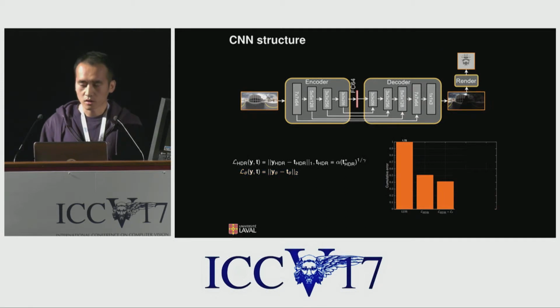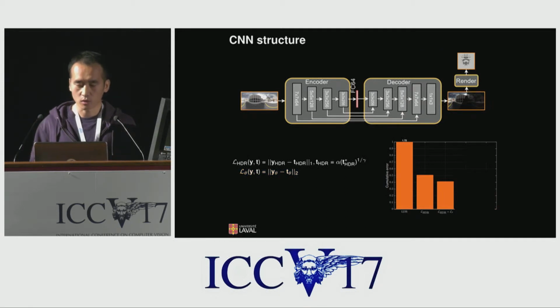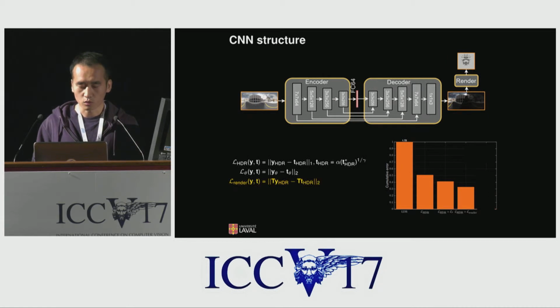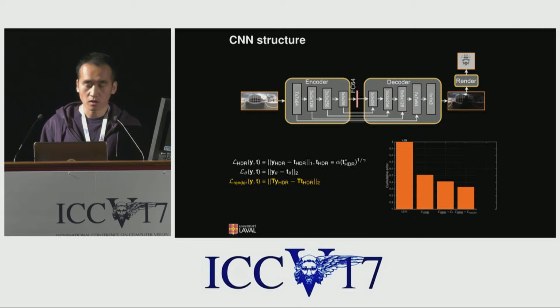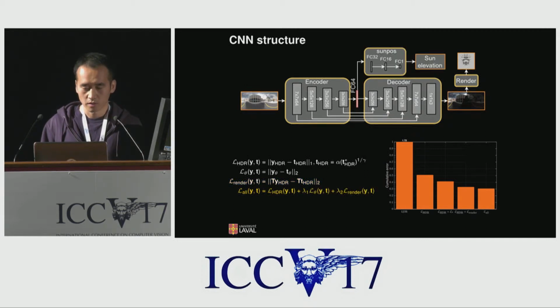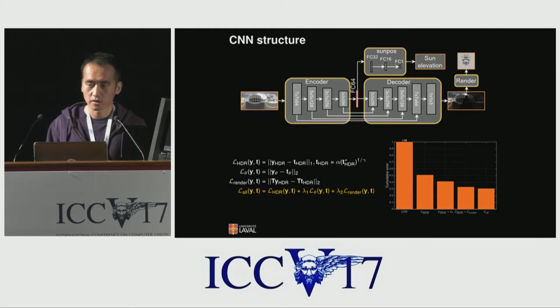We also render a virtual object in the network. Here we use the L2 norm to compare the rendered images. By combining the render loss with the HDR loss, again we get a better performance. We observe that by combining 3 different loss functions, we can get the best performance.